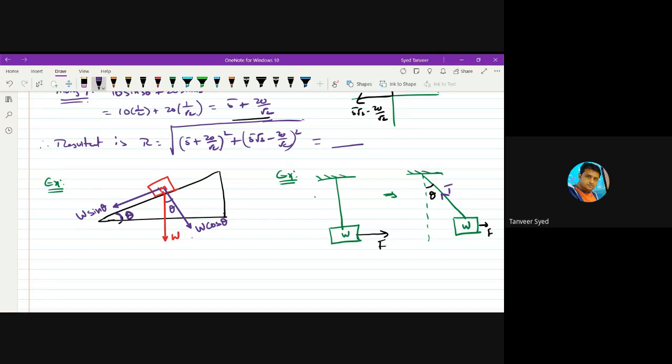To study the motion of this body, we will resolve the tension into two components, because tension, as you can see, is acting along this direction, which is neither vertical nor horizontal. To understand its action easily, we resolve it into two components. One component along the horizontal, another component along the vertical. If this angle is theta, this angle will be theta. If this is theta, this is T cos theta, and this is T sin theta.